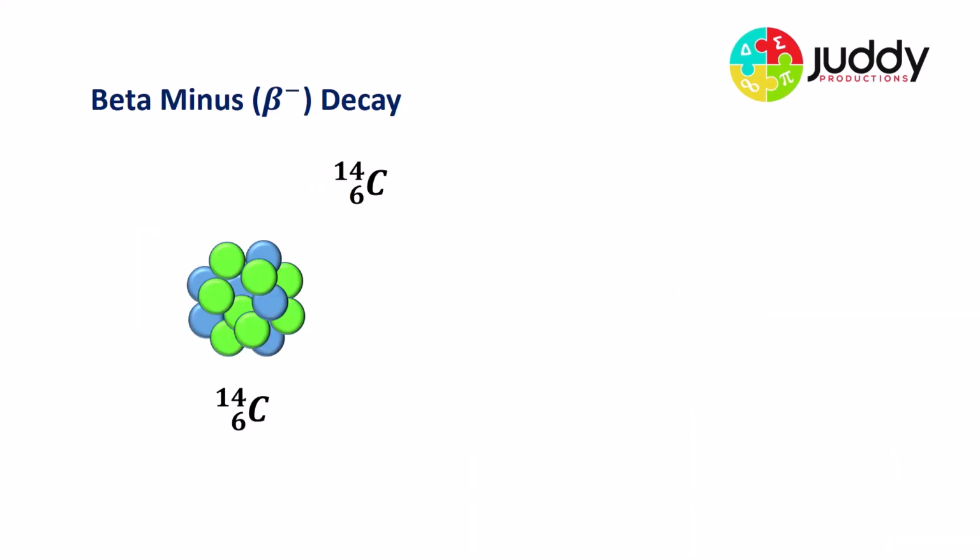Let's examine beta minus decay through the example of carbon-14. So we have on the screen at the moment a representation of the carbon-14 nucleus, where we have 6 protons and we have 8 neutrons, making up a total nucleon number of 14. So it's a relatively unstable nucleus, and it wishes to gain stability through a process of beta minus decay.